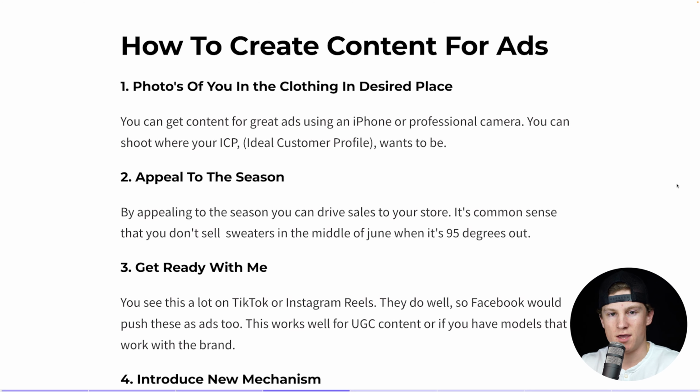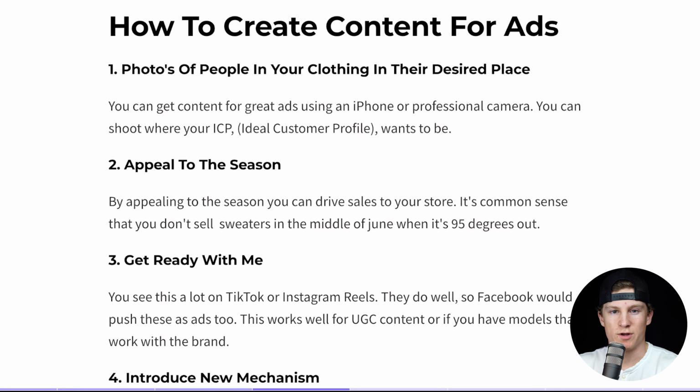So how do you create content for your ads? Well, the first one is people in your clothing in their desired place. Now, what exactly do I mean by that? Let's say that we're a swimsuit brand and we're advertising our summer swimwear, and it is really vibrant. It's a baby blue, it's red bikinis, it's super vibrant, it's summer vibes. We're advertising this in spring. Where am I going to shoot the content for this?